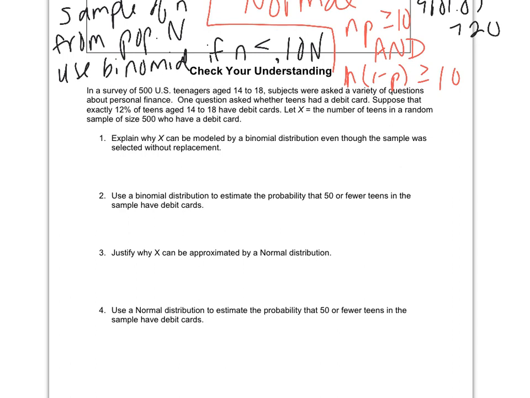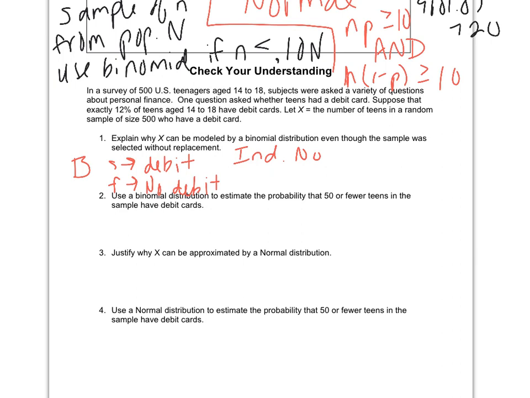So let's go through our acronym here, right? We have our binary part. We have our success: they have a debit card. Our failure: they do not have a debit card. Then we need to check for independence. They're not independent because I'm not putting them back in. So when I pull a kid out for the sample, I've altered my probabilities now.